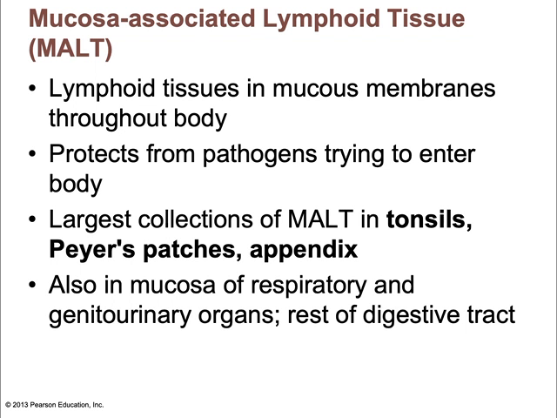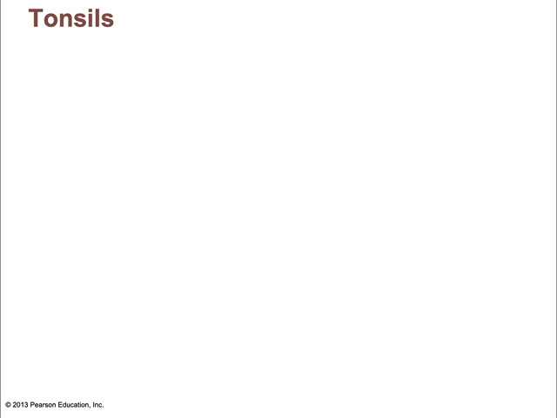Lymphoid tissue is in most mucous membranes in the body because that's going to be exposed to where pathogens can come in. So it keeps the pathogens from getting into the blood. That's the big objective. The largest collection of MALT is found in the tonsils and the Peyer's patches and appendix. It's also in the mucosa of the respiratory and urogenital system and in the digestive tract.